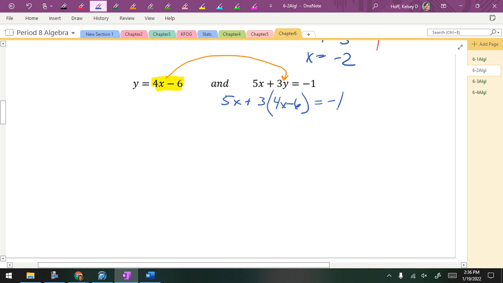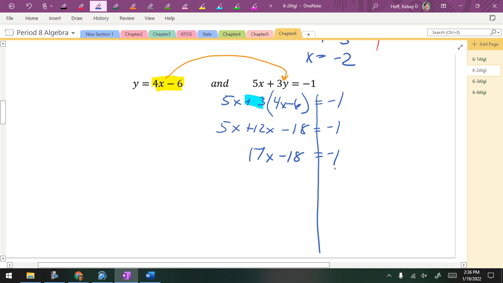Now what do I need to do first? Distribute. What am I distributing? 3. Positive 3. So what do I end up with? 5x plus 12x minus 18 equals negative 1. Then 5 and 12 gives me 17x minus 18 equals negative 1. Add 18. 17x equals 17. Divide by 17, x equals 1.